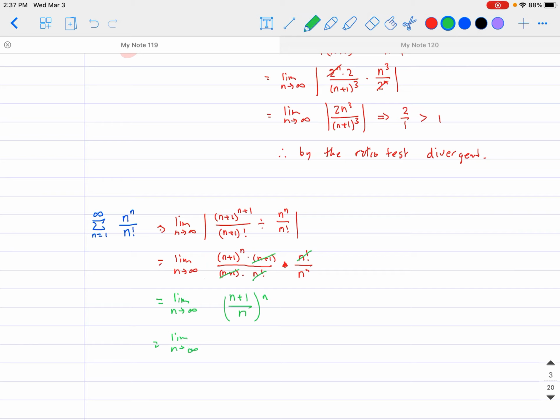So this part right here on the inside, let me write that as 1 plus 1 over n, to the nth power. And now that really should look familiar to you. The limit as n approaches infinity is going to be equal to e, which is then greater than 1. So therefore, by the ratio test, this diverges. Okay, this diverges. All right, so there you go. That's how you're supposed to use the ratio test.